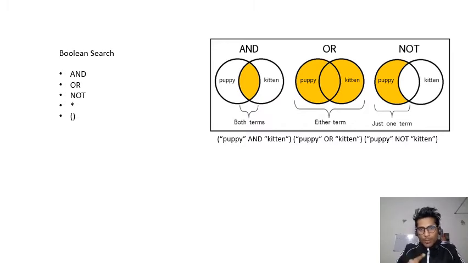So the common area that you can see in yellow is the AND result, puppy and kitten. And if we use OR, that means we need puppies or kittens, so that yellow area covers both of these two circles. In the third example, we only need puppy, so we are using the NOT function. And please see the Boolean search below these images.